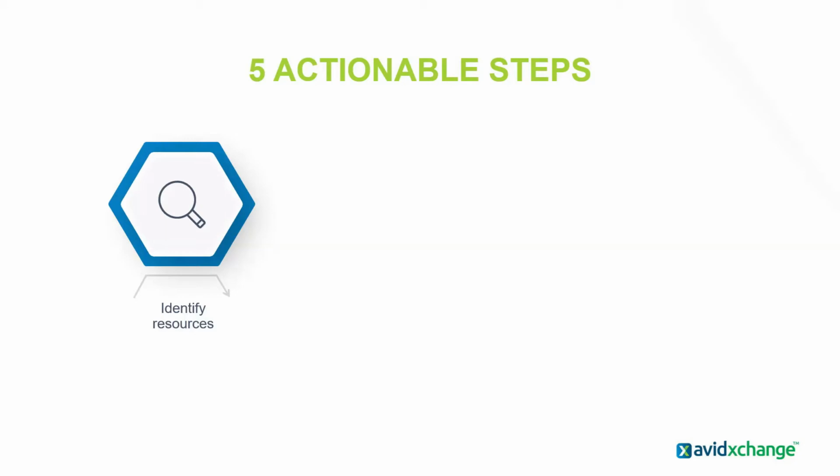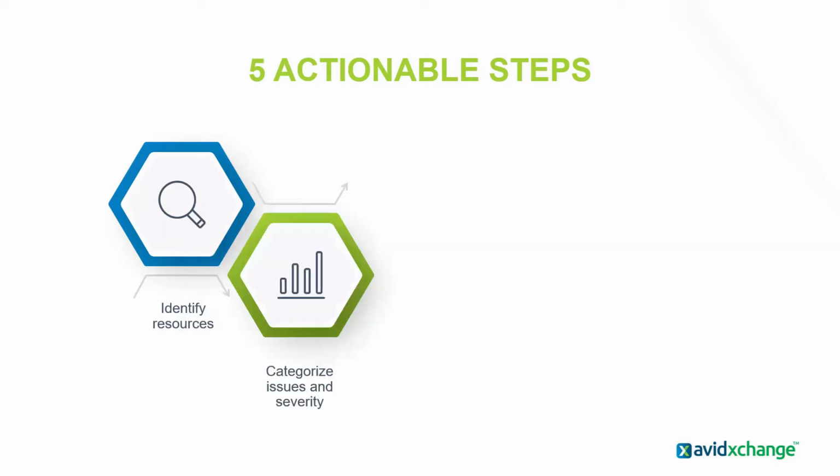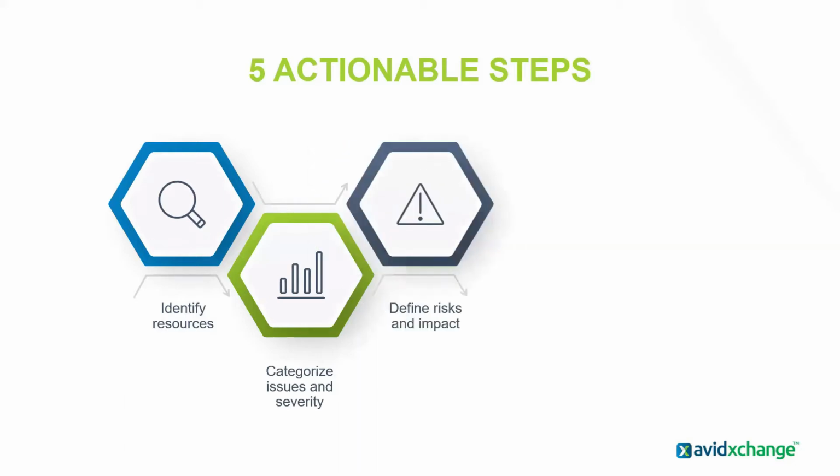So certainly a lot of things to think about, which kind of leads us to our next slide, which is 5 actionable steps. Certainly the first one being identify the resources, and then categorize the issues and severity. So really examining the business as a whole across every department, looking at potential issues and what in the event of, in this case, a disaster that affects everyone and not just regionally. Define the risks and impact. How will it impact your business? Are you prepared for such an impact?